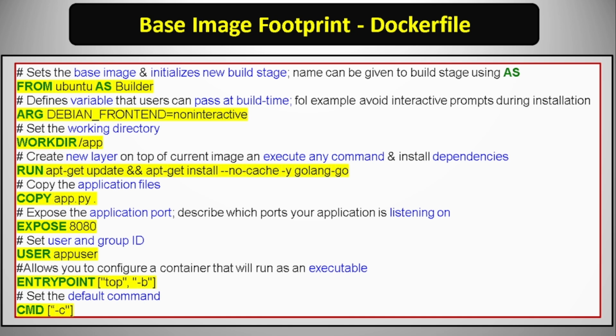The COPY instruction copies the application files from the host machine or the base image. The EXPOSE instruction is used to expose the application port and describe which ports your application is listening on. The USER instruction is used to set the user and group ID for subsequent commands. It ensures that the container runs as a non-root user. The ENTRYPOINT allows you to configure a container that will run as an executable, and the CMD instruction defines the command to run when the container starts. Together, these instructions create a secure, efficient, and well-configured Docker image.